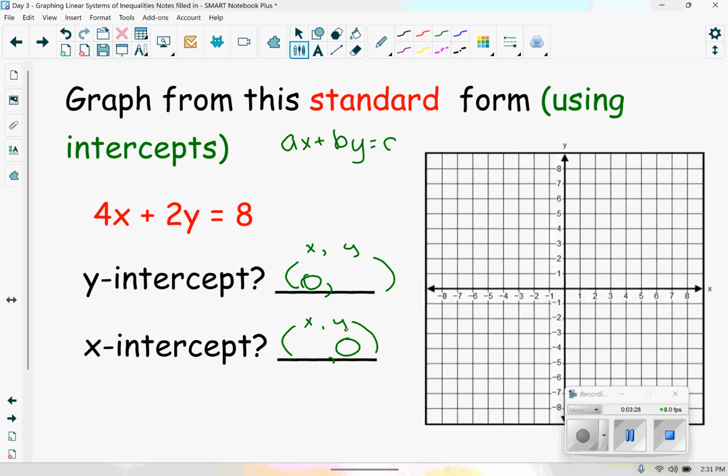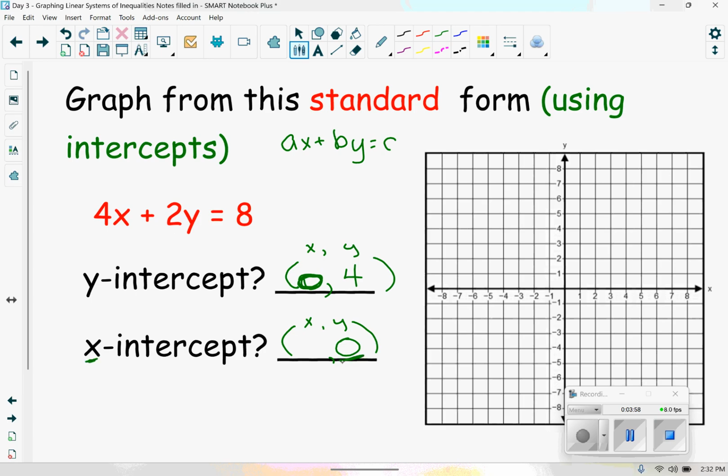So let's go back to the first one. For the y-intercept, I set my x equal to 0, which means in my equation, I put a 0 in place of my x. Well, 4 times 0 is 0. So that whole thing cancels out, and I'm left with 2y equals 8. Divide by 2 on both sides, and y is 4. Easy greasy.